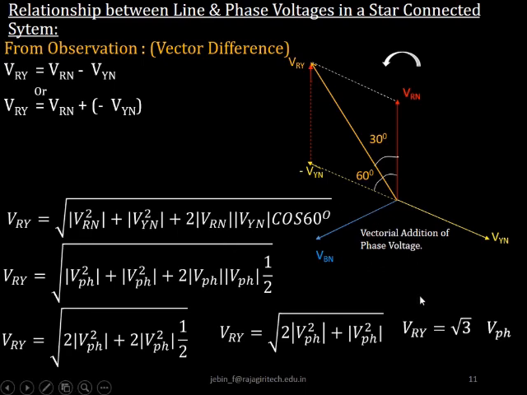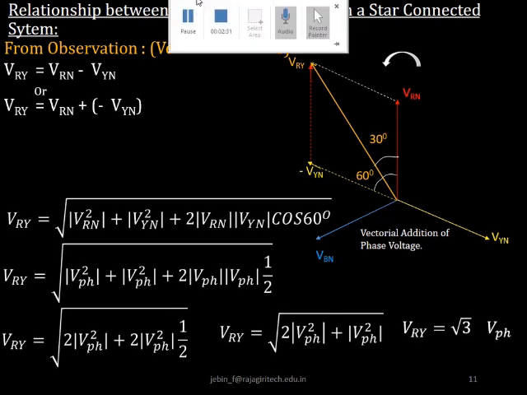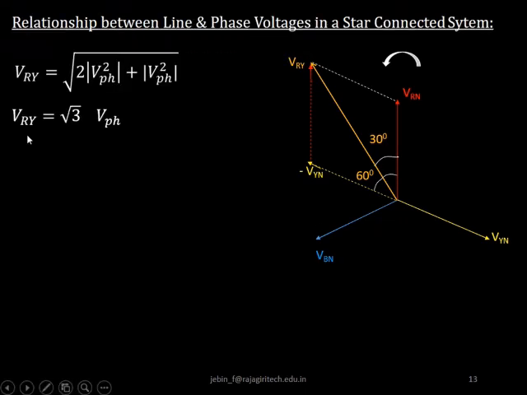So with this we found out what is the magnitude of the line voltage of a three-phase star connected system in terms of phase voltage. VRY is equal to root 3 V phase. So we derived VRY is equal to root 3 V phase.